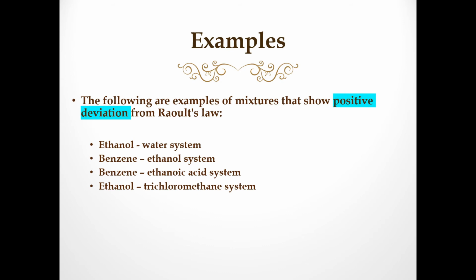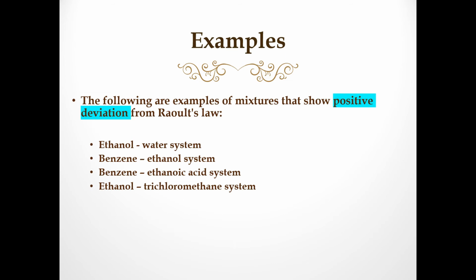So you can see here, the mixture of ethanol and water will form weaker intermolecular forces, which are hydrogen bonds. The mixture can form just one hydrogen bond per molecule, whereas pure water can form two hydrogen bonds per molecule. Then we have benzene-ethanol. The mixture will have van der Waals forces, which are weaker than in pure ethanol, which has strong hydrogen bonds. The same thing for the third example, the benzene-ethanoic acid system. The mixture will also have weak van der Waals forces, compared to pure ethanoic acid, which has strong hydrogen bonds between the molecules.